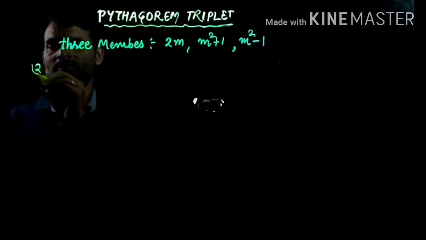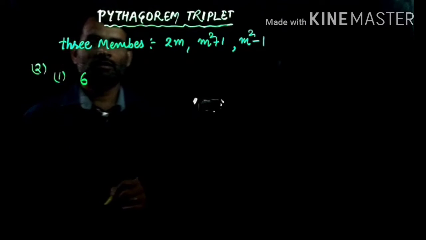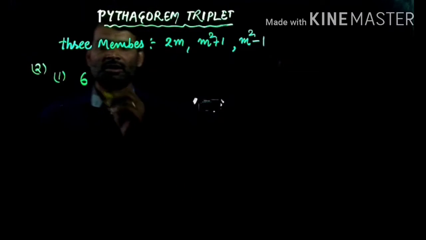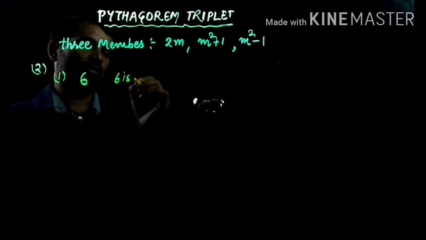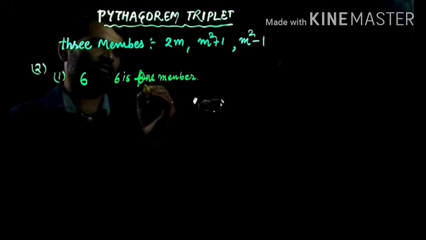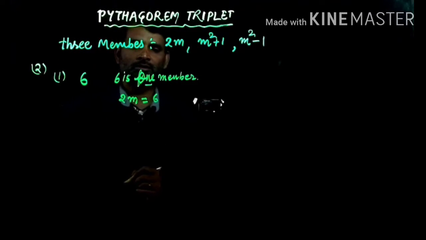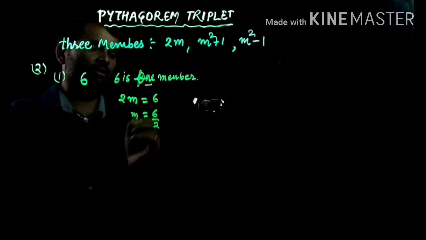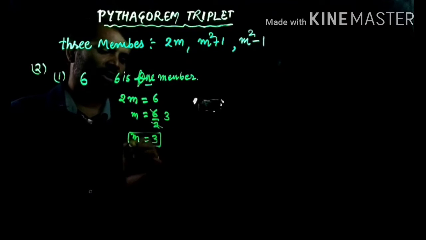Suppose in your question you are asked to write the Pythagoras triplet of a given member. Question number 2: the first member is given as 6, and we have to find the other 2 members. So we compare 6 with the first member 2m. 2m is equal to 6, so m is equal to 6 upon 2, which is 3. The value of m is 3.